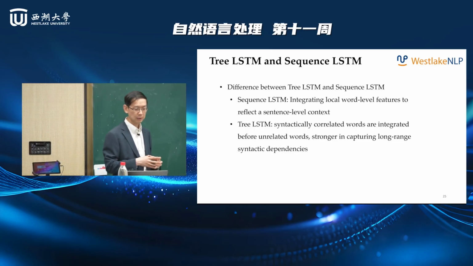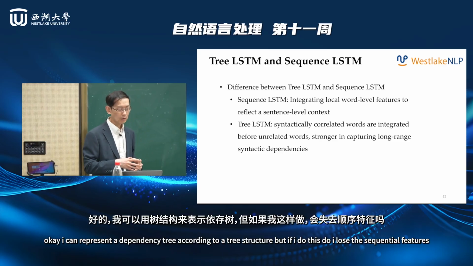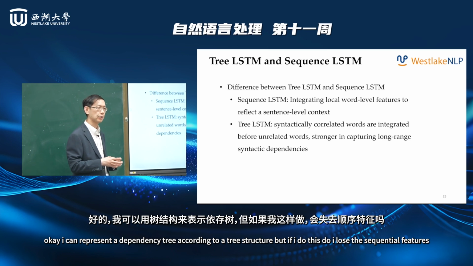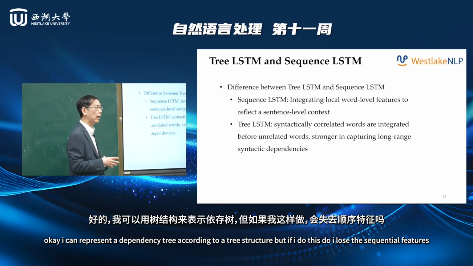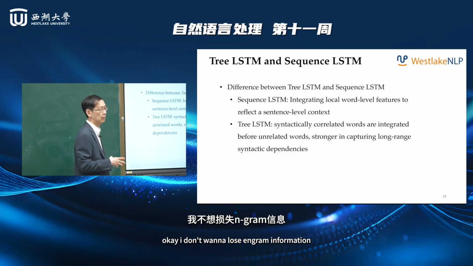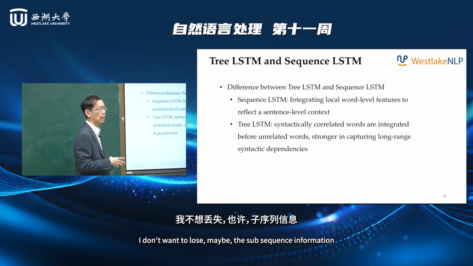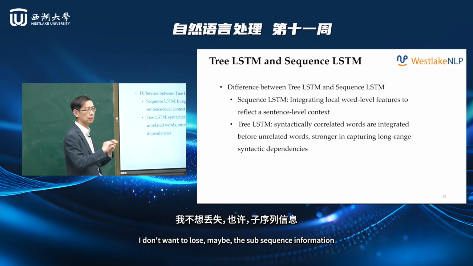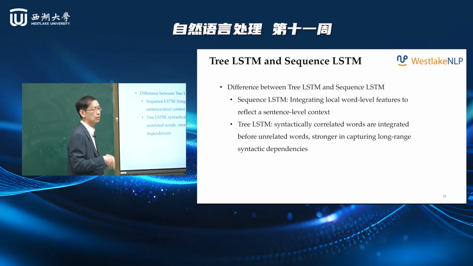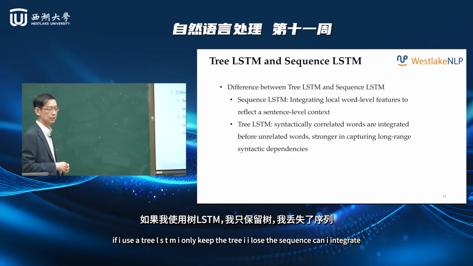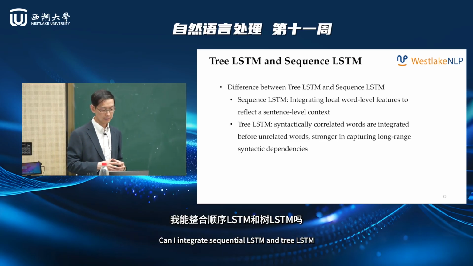The second thing to note is, I can represent a dependency tree according to a tree structure. But if I do this, do I lose the sequential features? I don't want to lose n-gram information. I don't want to lose maybe the subsequence information. If I use a tree LSTM, I only keep the tree and I lose the sequence. Can I integrate sequential LSTM and tree LSTM?